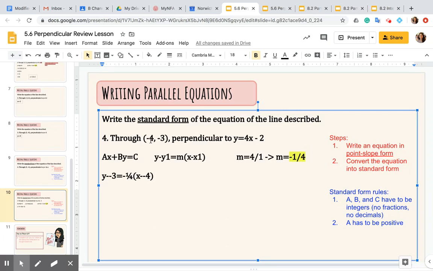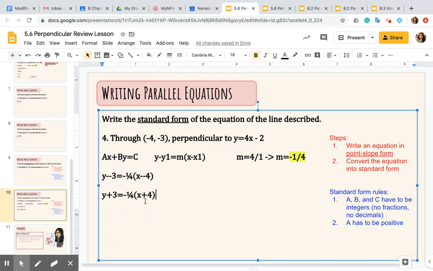Okay. Before I try to convert this, I'm going to simplify this a little bit. I'm going to simplify the double negatives. Actually, I'm going to do it down here. Instead of minus minus, I'm going to write plus 3. My slope stays a negative 1/4. I can also simplify this double negative, x plus 4, instead of x minus minus 4.